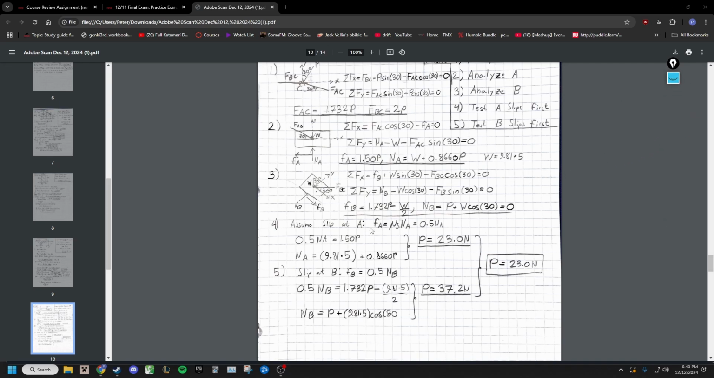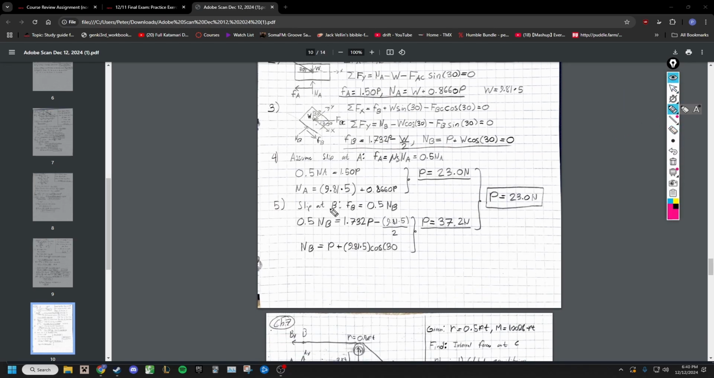Now, we have to do two things. We have to first check if it will slip at A first, and we also have to check if it will slip at B first. We find each of those, and we compare which one has the lower P, and we take the one with the lower P, as that is the largest P without any motion. Because if we go with the larger one, by the time block B is moving, block A is already moving.